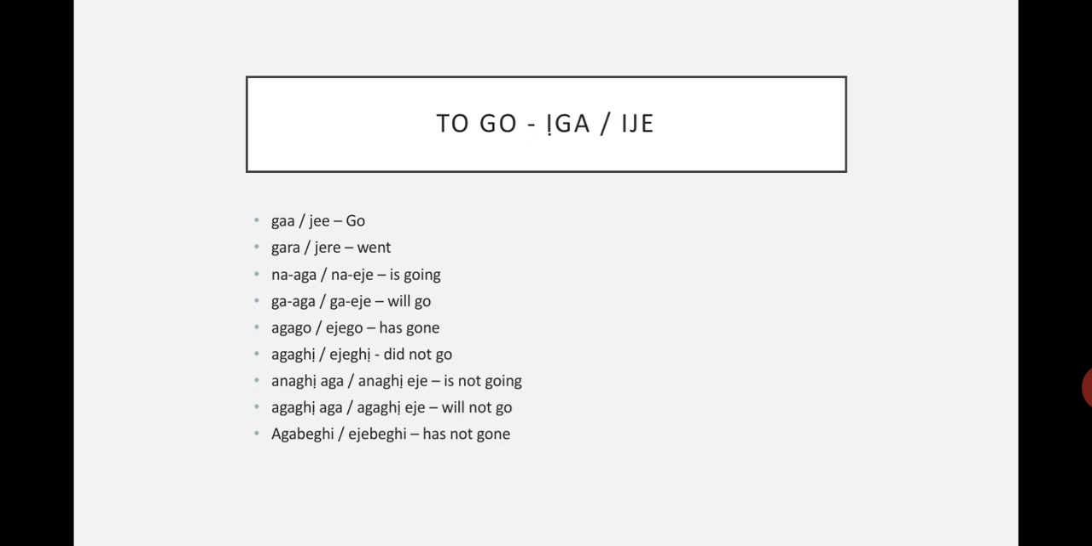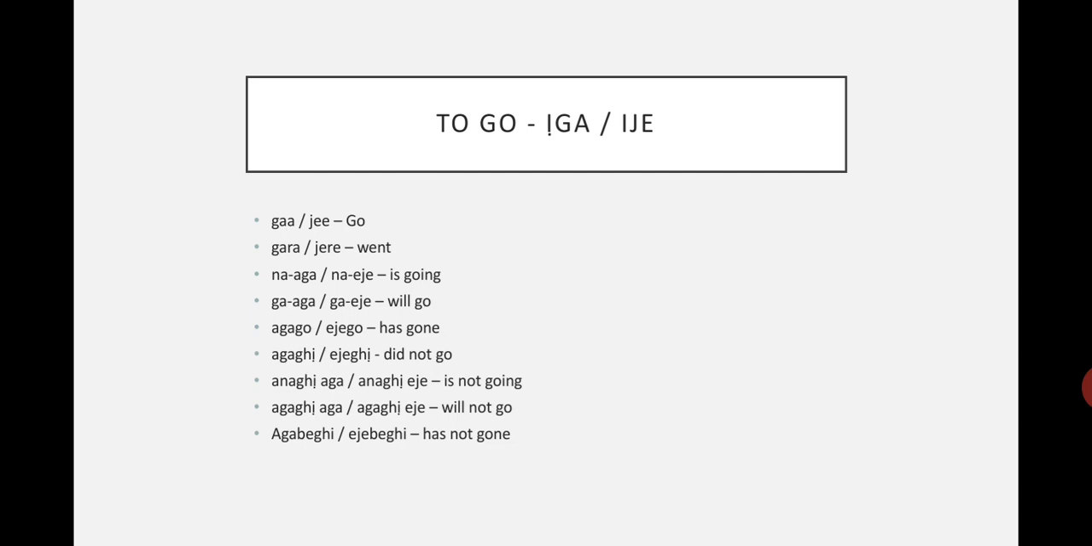Then in the present tense, we have ga or je, let's go. In the past tense, we have gara or jere, that is went. Present continuous tense, we have naga or neje, that is going. Future tense, we have gaga or geje, that is will go. Past perfect, we have agago or ejego, that is has gone.